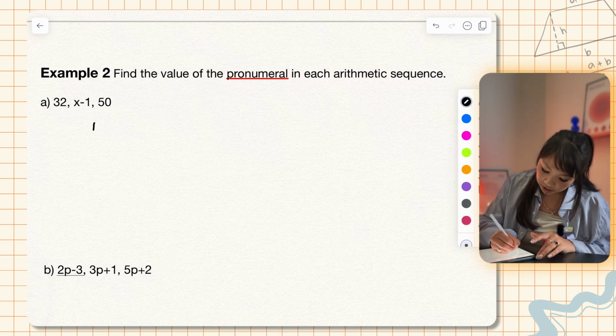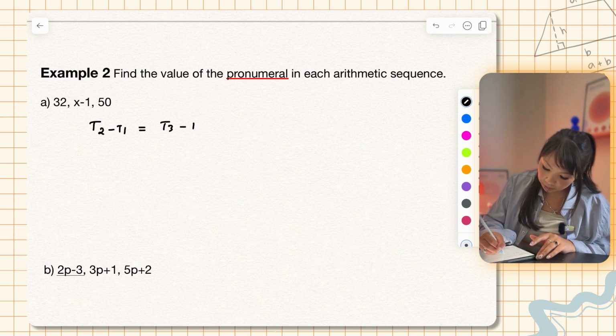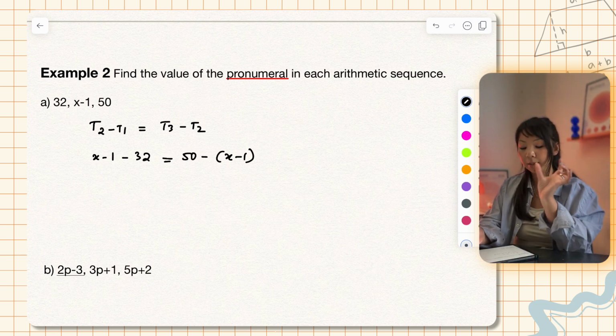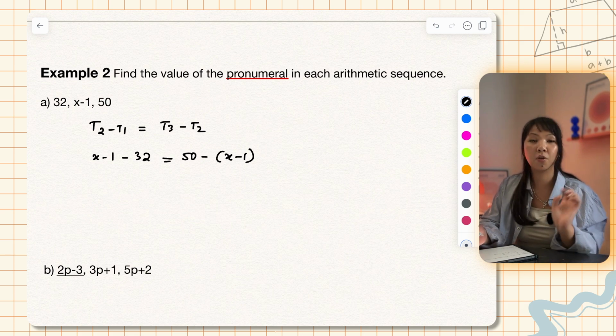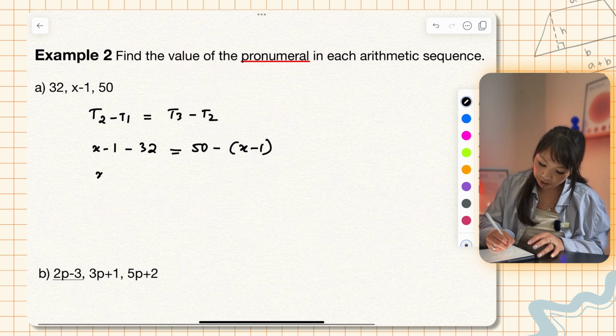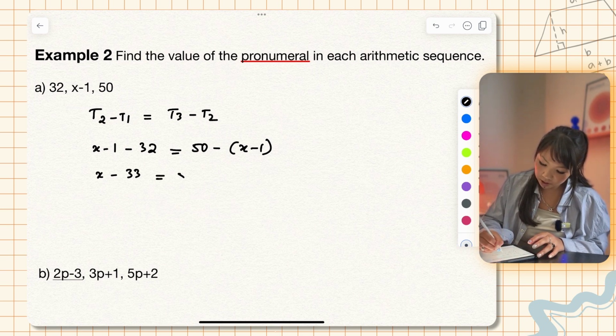So I'm going to write down my formula. T2 minus T1 equals T3 minus T2. We get (x - 1) - 32 equals 50 - (x - 1). Notice how I'm always putting it in brackets if there is a negative, because we want to make sure that we're taking the negative of everything there. So this becomes x - 33 equals 50 - x + 1.